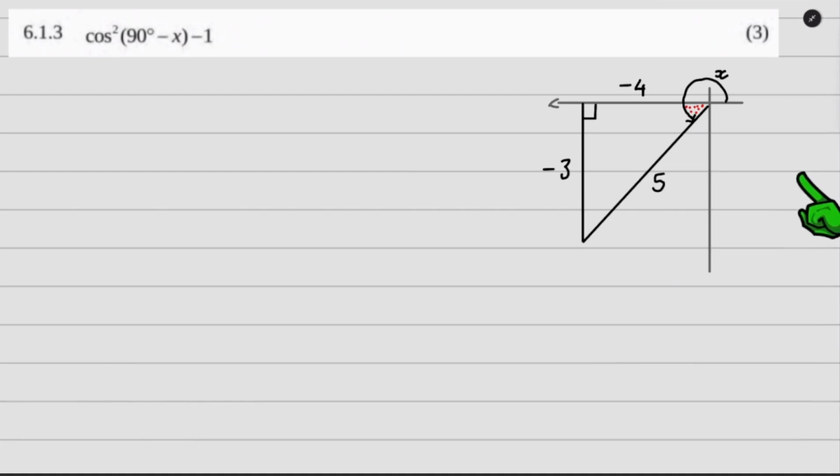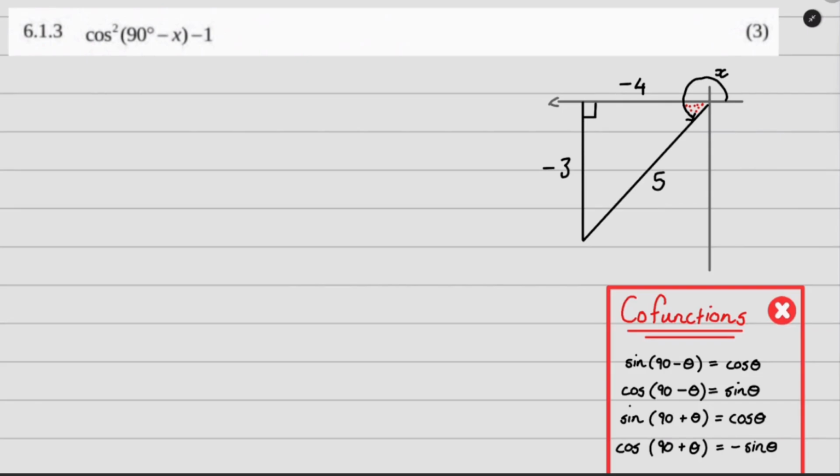Question 6.1.3, I see a 90 minus. The alarm bells are ringing for co-ratios. So let's grab my co-ratios quickly. Co-ratios can also be referred to as co-functions. So I'm seeing cos of 90 minus x, which is this co-ratio here. So I'm going to change it to sine theta.